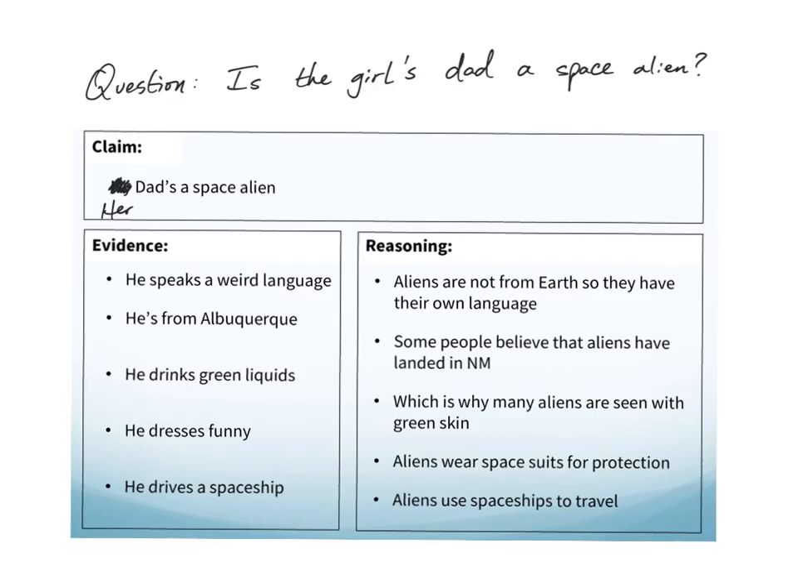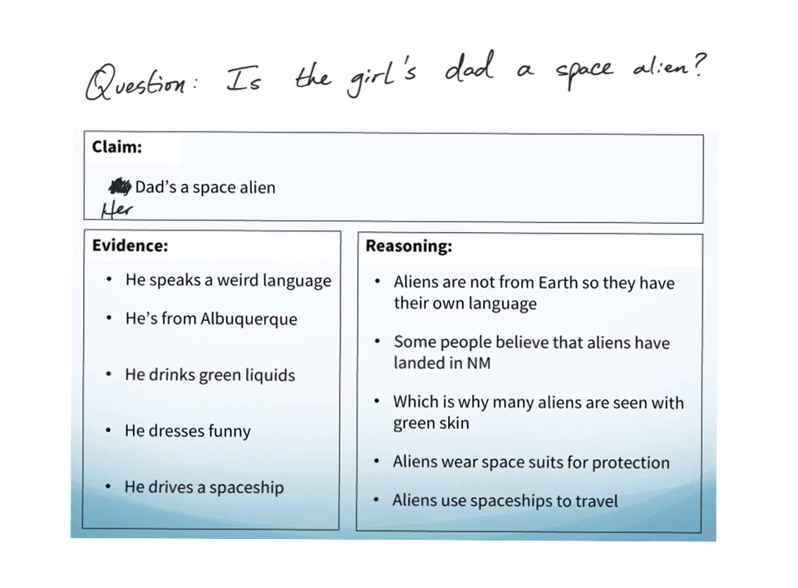Well, in this case, again, the question is the girl's dad a space alien? I said her dad's a space alien. The evidence. He speaks a weird language. He's from Albuquerque. He drinks green liquids. He dresses funny. He drives a spaceship. But now take a look here. In my reasoning section, I tie each piece of information back to her dad is a space alien.